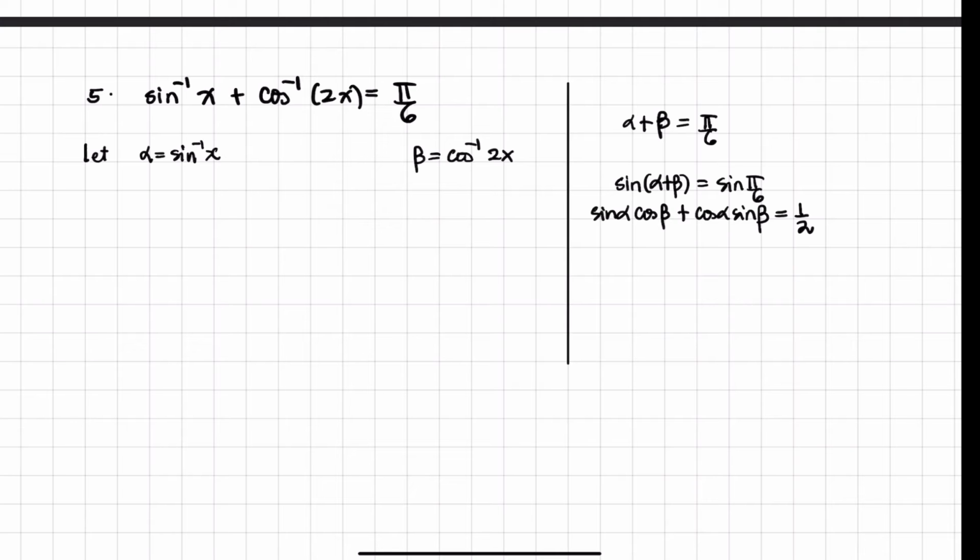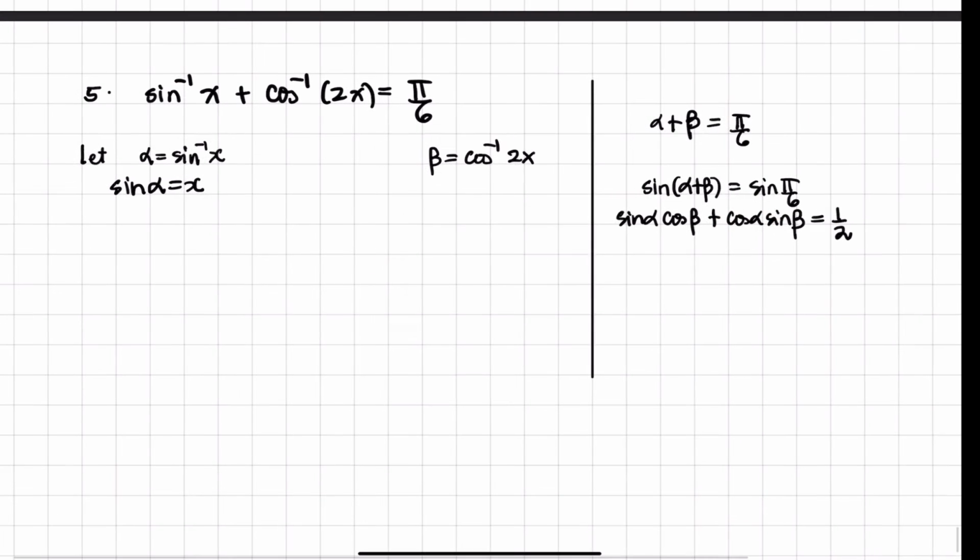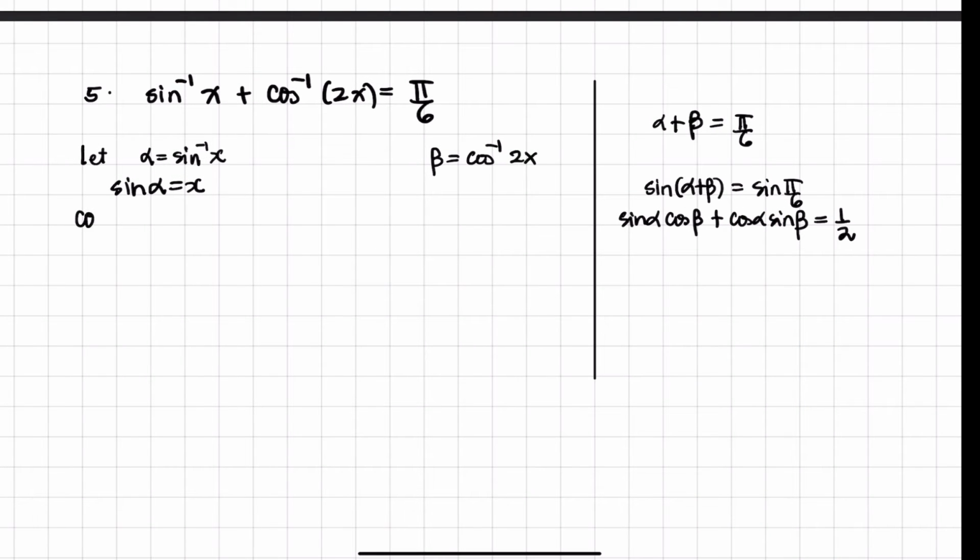So, unahin natin yung kay alpha. So, from here, we know that sine alpha is x. So, libre na to. Okay na to. So, ang kailangan mo na lang ay cosine alpha. But you know that cosine square alpha from the Pythagorean identity is equal to 1 minus sine square alpha, which is 1 minus x square. So, cosine alpha, it's either plus minus square root of 1 minus x square.